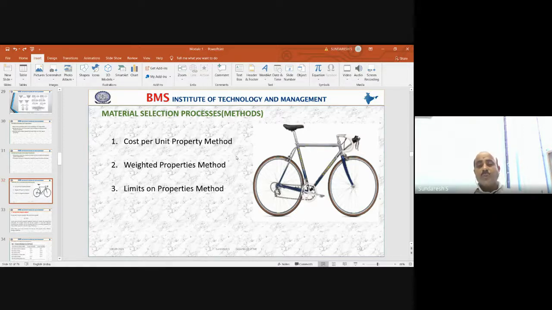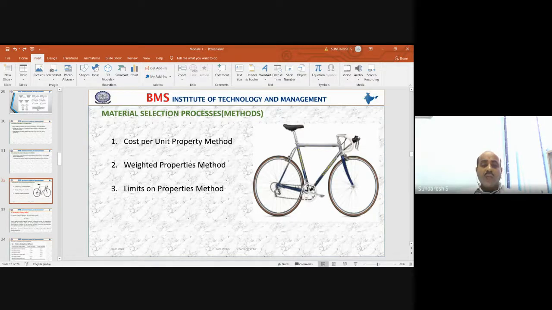Therefore, the primary importance of a mechanical engineer or a design engineer is to select or choose the material which can perform better and that can be available at the lowest cost. This is the primary importance of this material selection process, right?